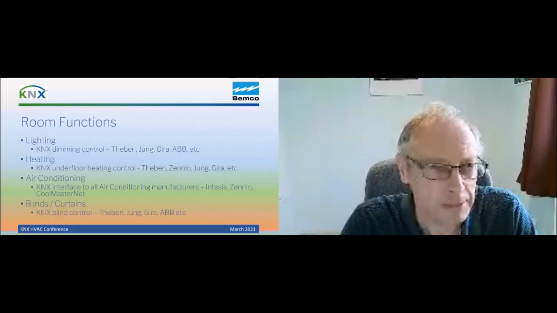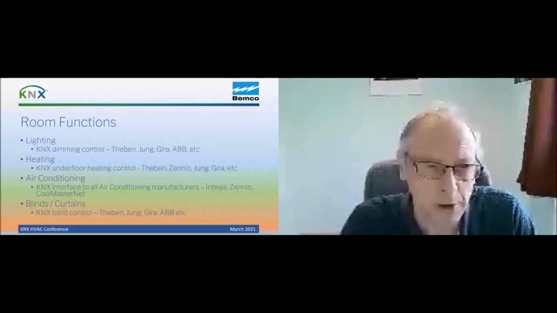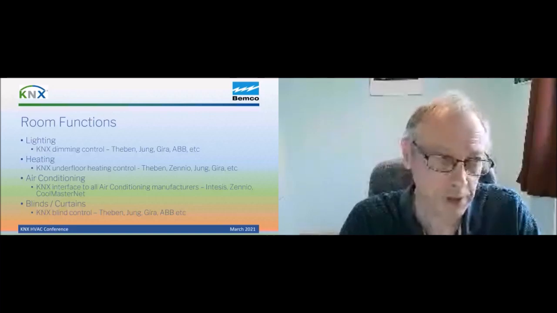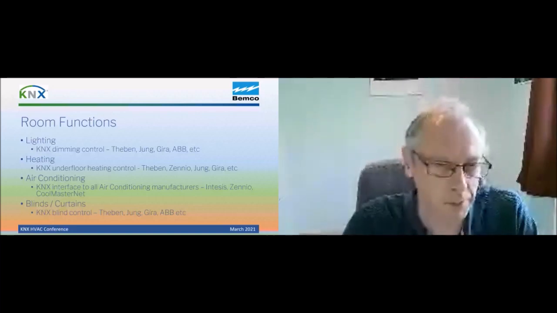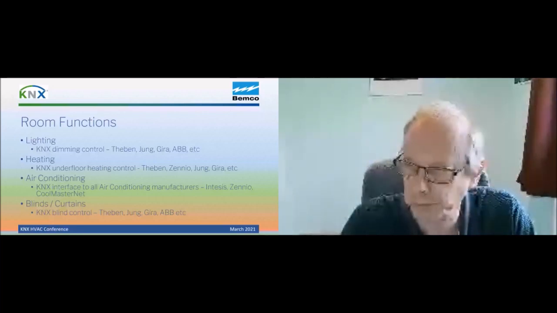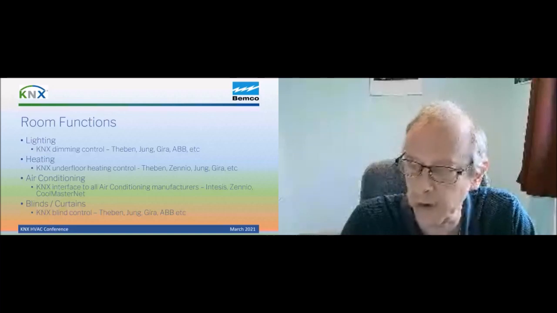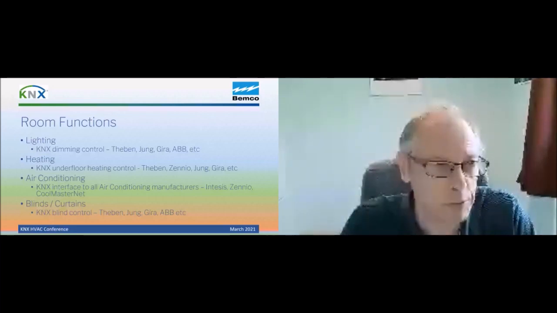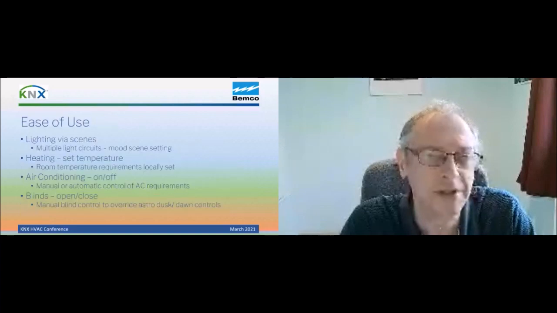The lighting, if we have a lot of circuits in the room, we don't want to overload the user. If he's got 10 circuits, we don't want him having to switch 10 switches to turn them on. So we'll use mood lighting. One button will control multiple circuits. Heating.